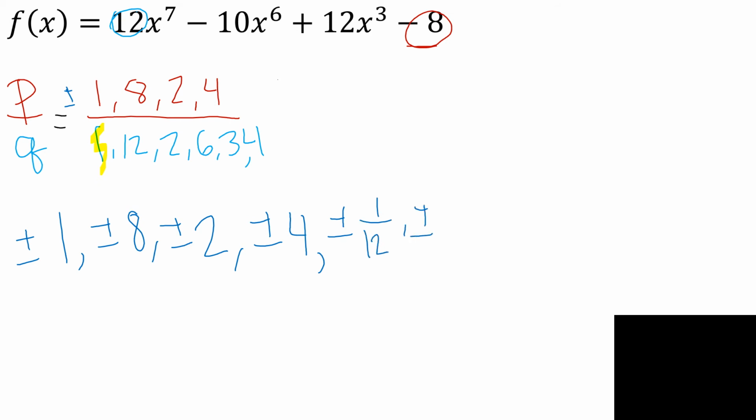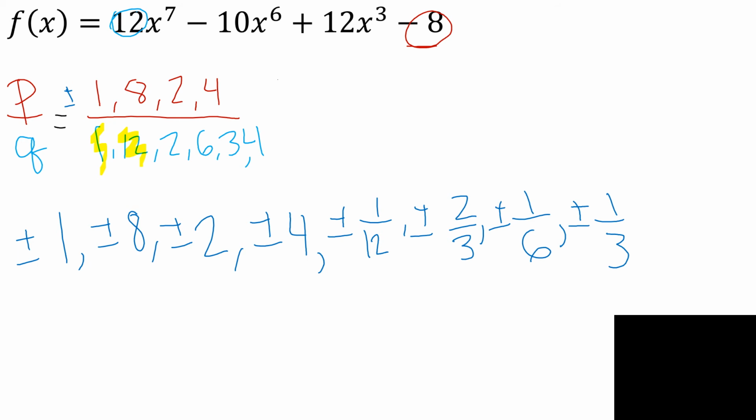so I have plus or minus 1 over 12, plus or minus 8 over 12, but 8 over 12 is 2 over 3. We can take a 4 out of both of those. I've got plus or minus 2 over 12, which is 1 over 6. And plus or minus 4 out of 12, which is 1 over 3. Now I have used 12.